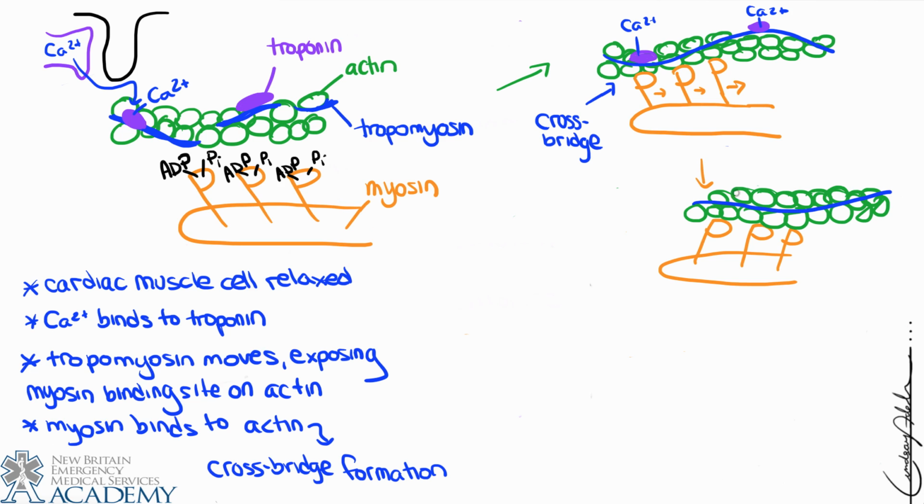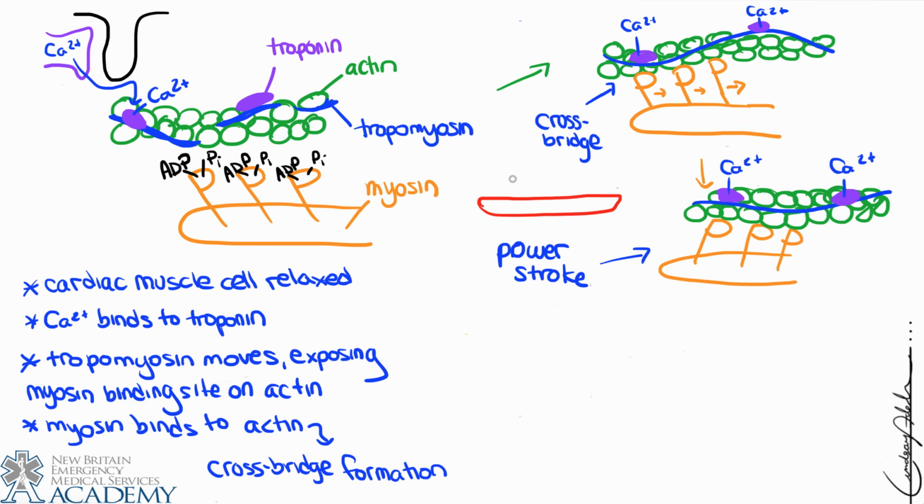But next, what's going to happen is the myosin heads are going to pull towards the center of the myosin. So remember, the heads are pointing sort of away from the center. So they're going to pull towards the center in what's called a power stroke. And as they pull towards the center, they're utilizing the energy that's from the ADP and the inorganic phosphate split. And so as this energy is utilized, the ADP and the inorganic phosphate are released.